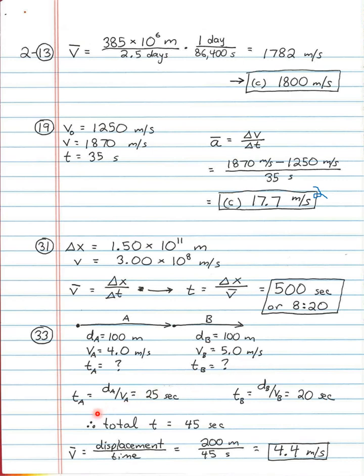Well, the time for part A is distance over speed, dA over VA, and that becomes 25 seconds. The time for part B is that distance, 100 meters, divided by the speed, 5 meters per second, and it's 20 seconds. So the total time for this entire trip is 45 seconds. Now, if we want to know the average speed, that's displacement over time, 200 meters over that total of 45 seconds, and we get 4.4 meters per second.